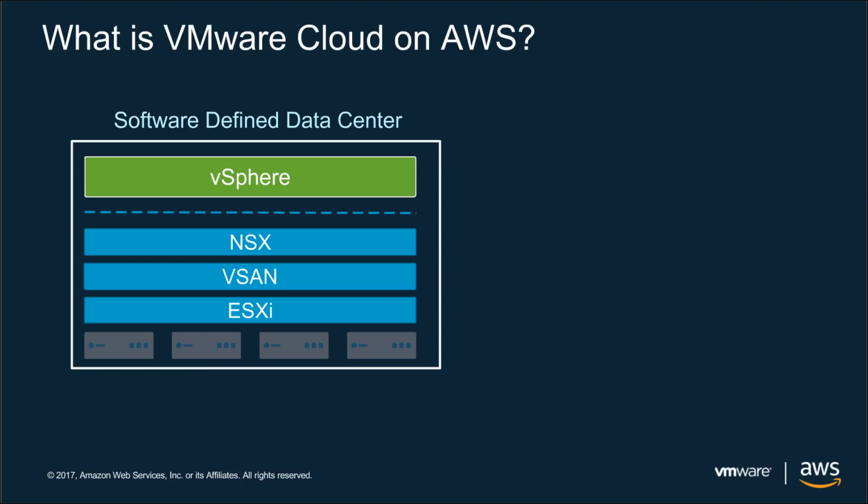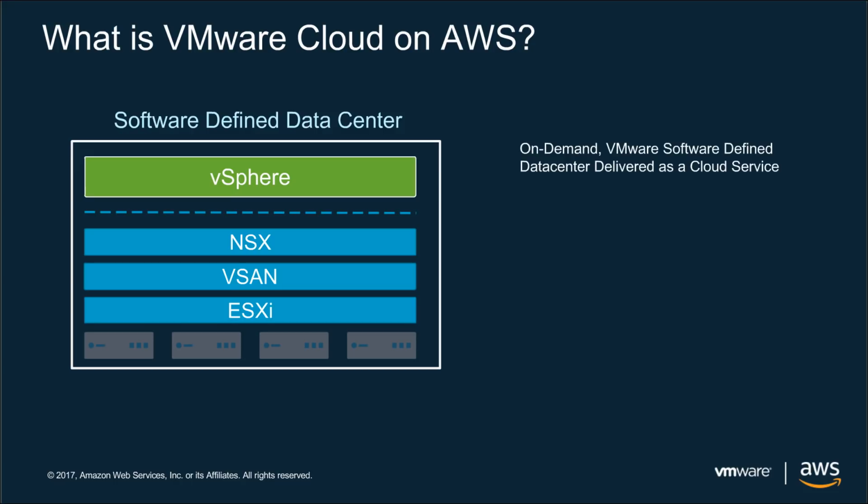So to get started, I want to start off with defining a couple of terms. The first one is software-defined data center. From a software-defined data center perspective, there's really three main components. You have compute virtualization using ESXi, you have storage virtualization using vSAN, and then you have network and security virtualization using NSX. All of these VMware components together virtualize all of the features and functionality that you would have in a physical data center.